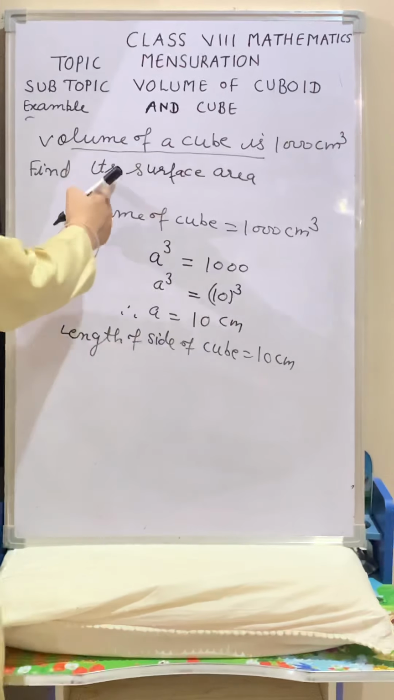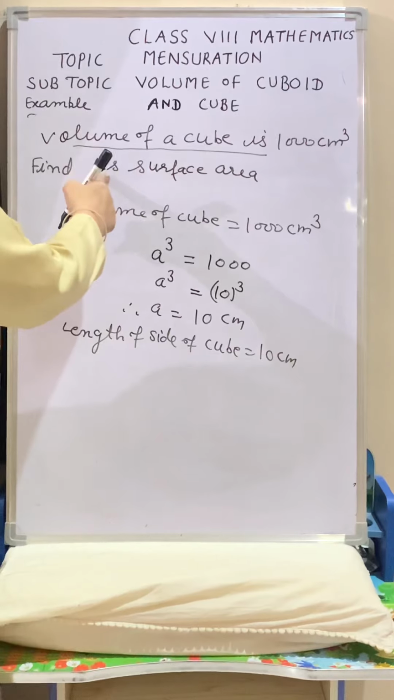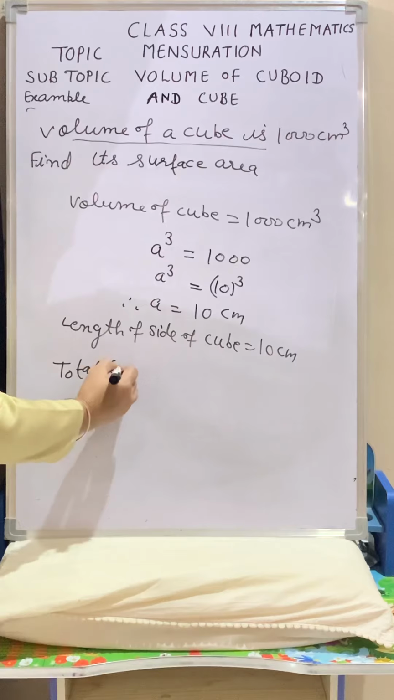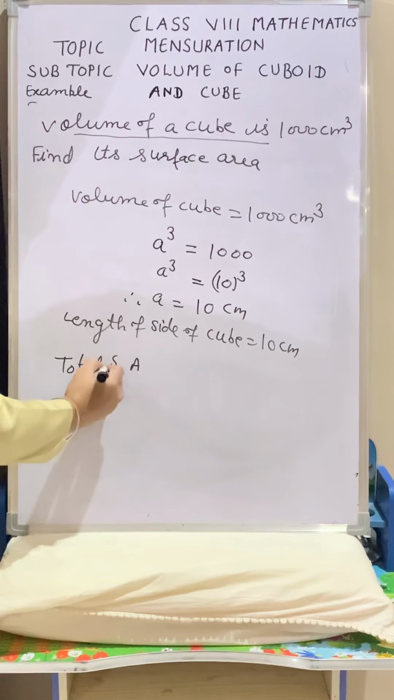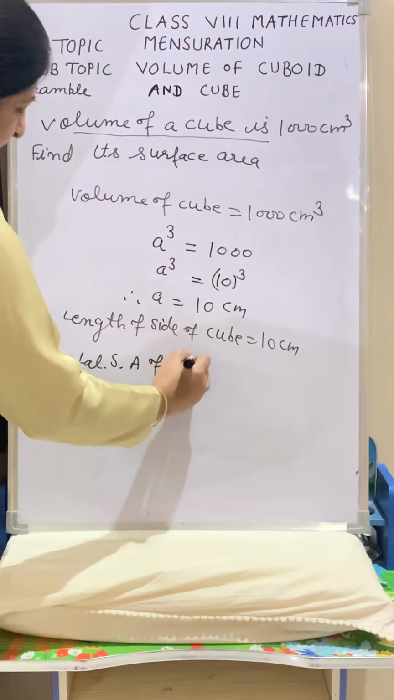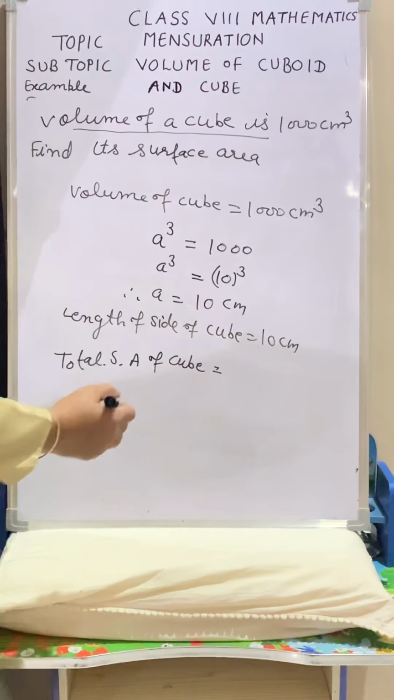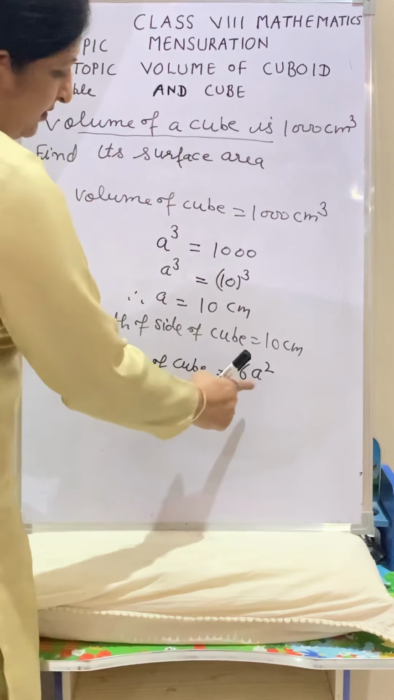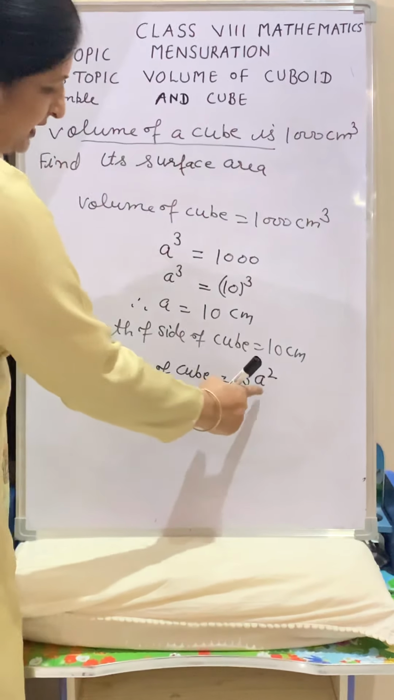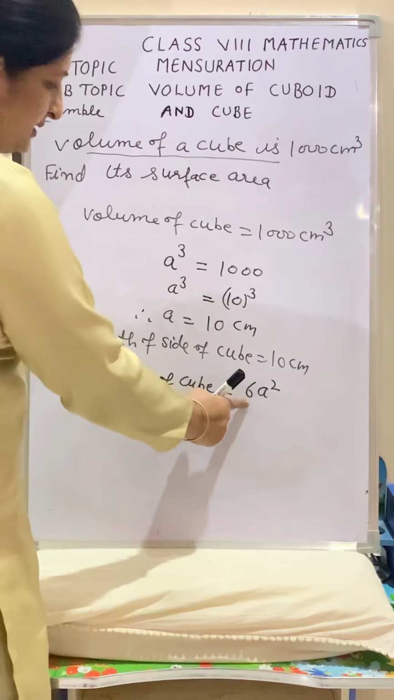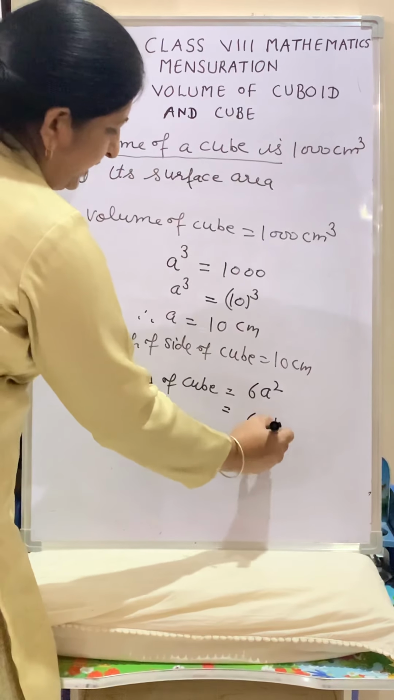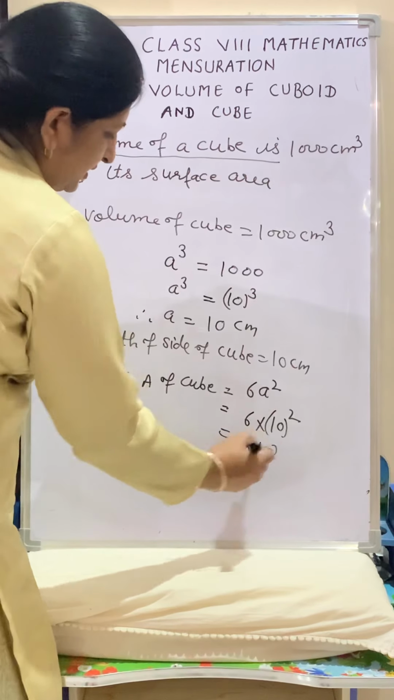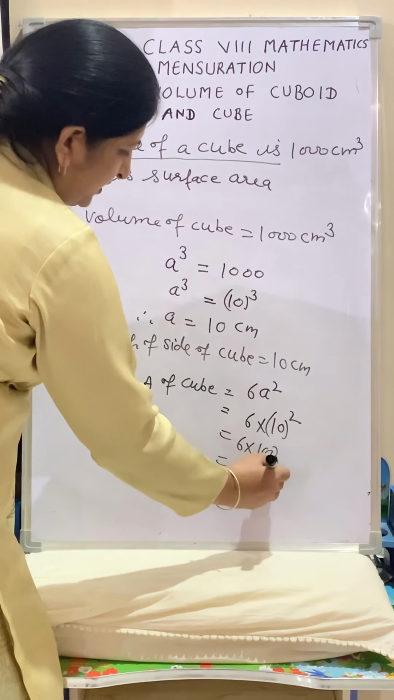Now what do we have to find? Its surface area, total surface area of cube. What is the formula for total surface area of cube? 6a square. 6 faces. Area of one face is a square. Area of 6 faces is 6a square. 6 multiplied by 10 square, 6 multiplied by 100, which is 600 centimeter square.